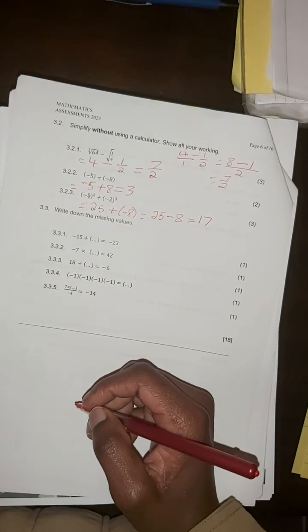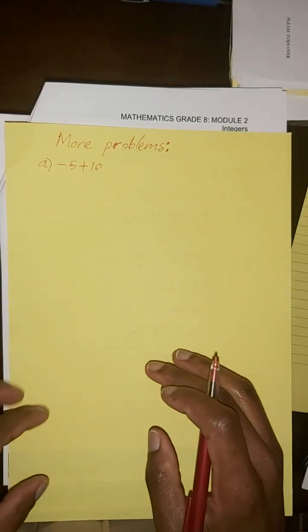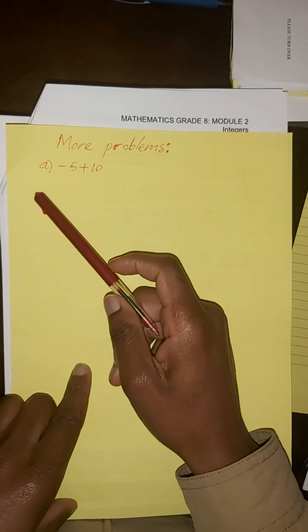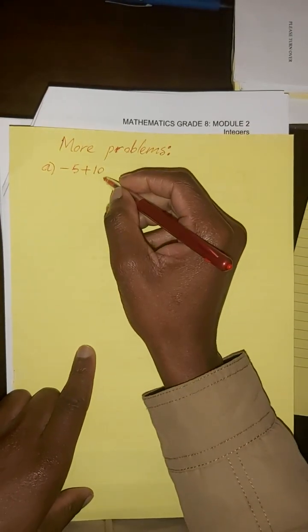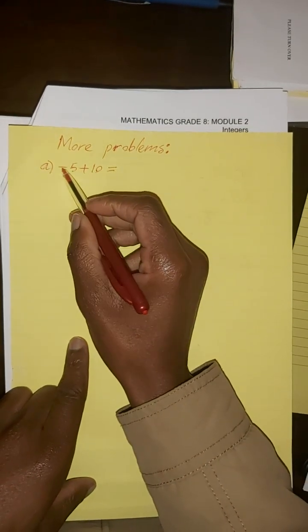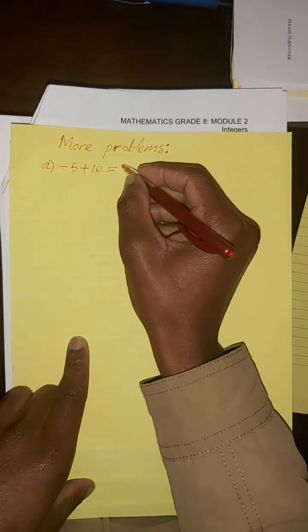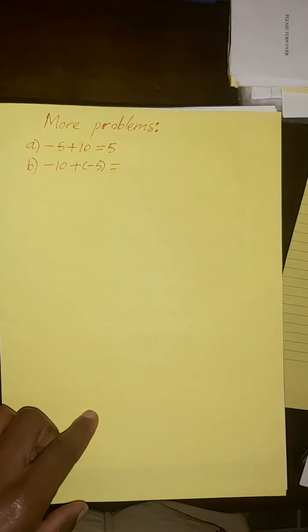All right, that's how you basically solve. Let's look for more problems. Okay, here's another problem. Here we have negative 5 plus 10, and we are solving this without using a calculator. So here it's more like you're saying 10 minus 5, and your answer would be 5. Let's look at another one.